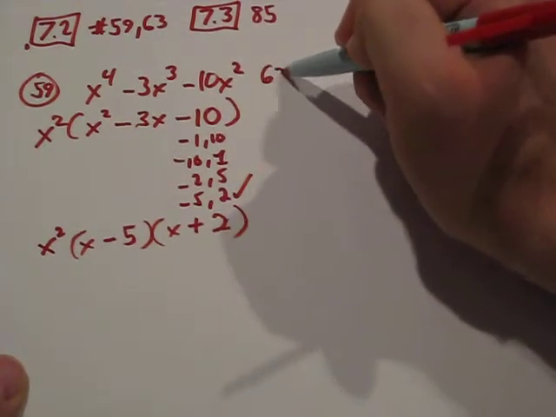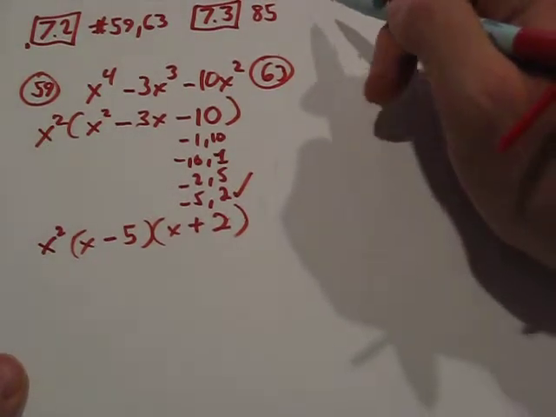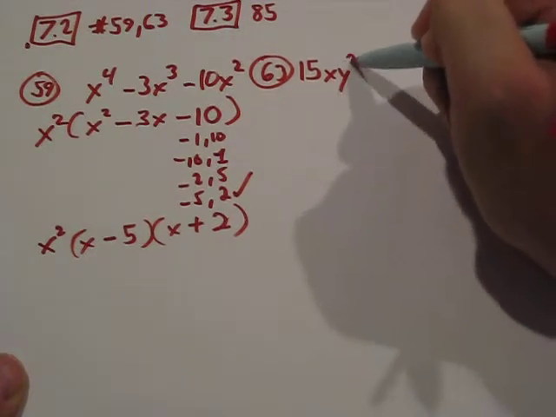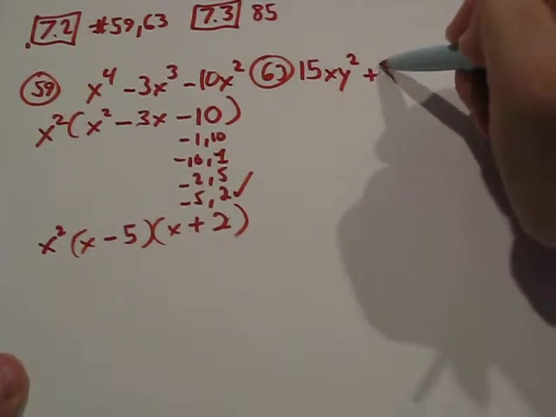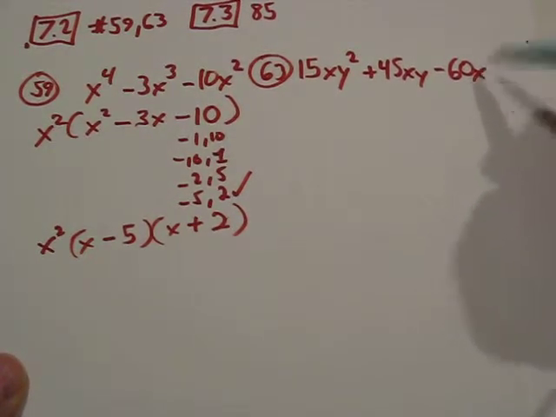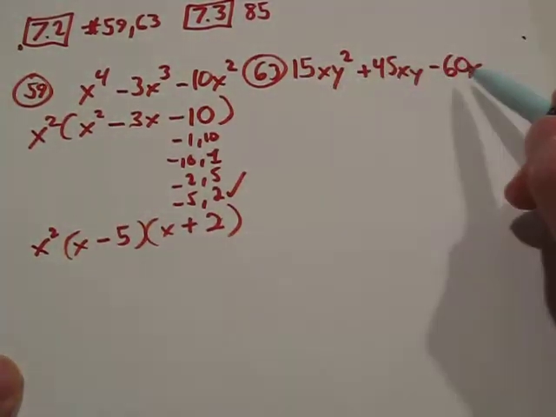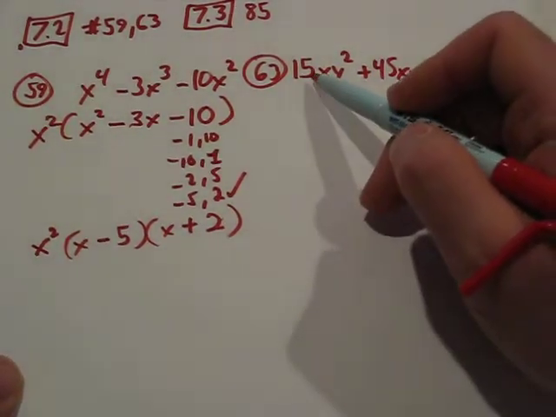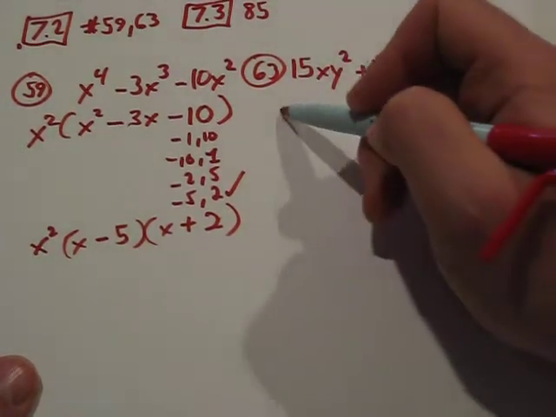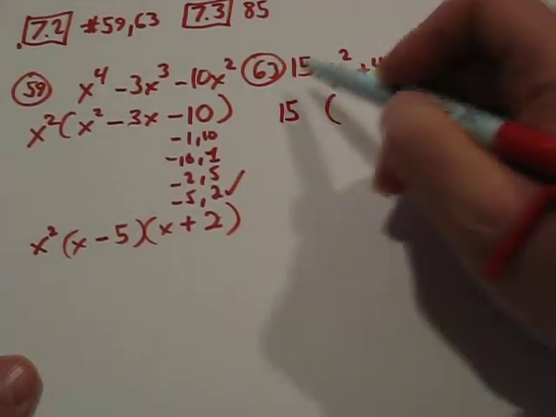Now let's look at problem number 63. If we look at problem number 63, it's going to be a little bit trickier because it's going to have a lot more stuff in it. 15xy squared plus 45xy minus 60x. Now we have to look to see first if we, just like in this problem, do we have a common factor we can divide? Well, now we actually can take the 15, because each of these is divisible by 15, so I can pull a 15 out of each part of the trinomial here.